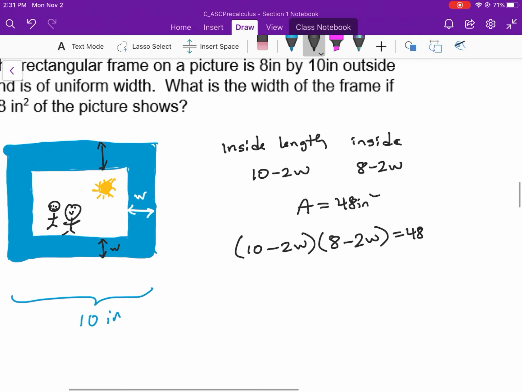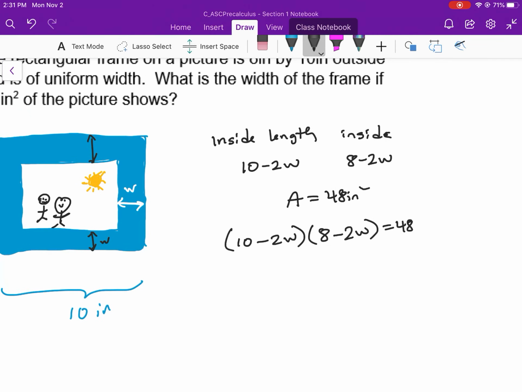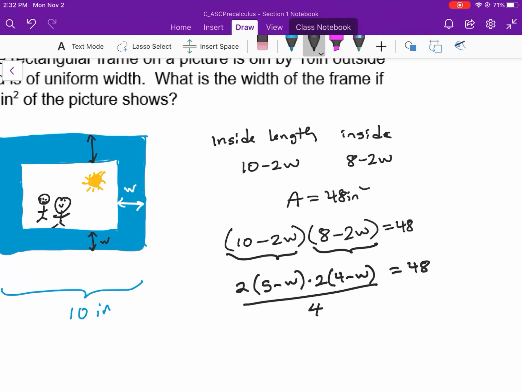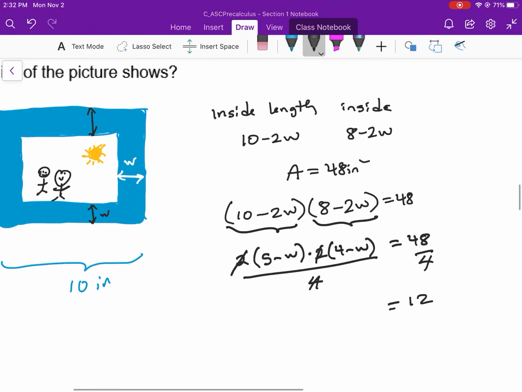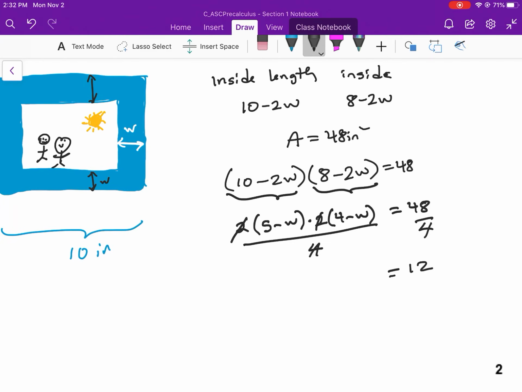Now, I was looking at this before I started this video. I was like, well, look at all those even numbers. So if I divide, this first bit right here, I can factor out a 2, right? And call that 5 minus w. And this bit, I could factor out another 2 and get 4 minus w equals 48. Now I can divide both sides by 4 because now the 2's cancel with the 4 and I end up with just 12, which makes the math a little bit easier, just FYI.